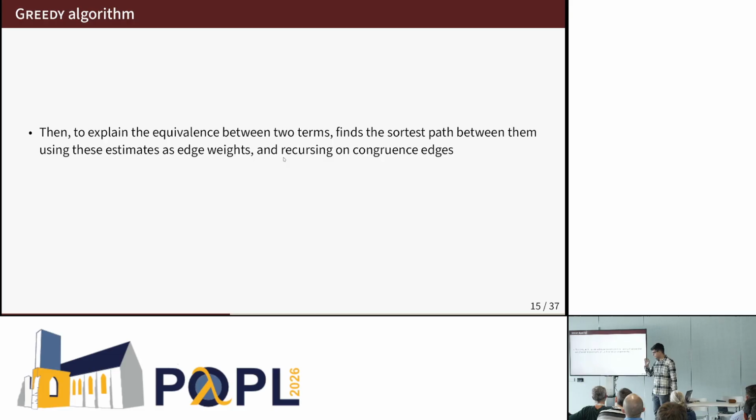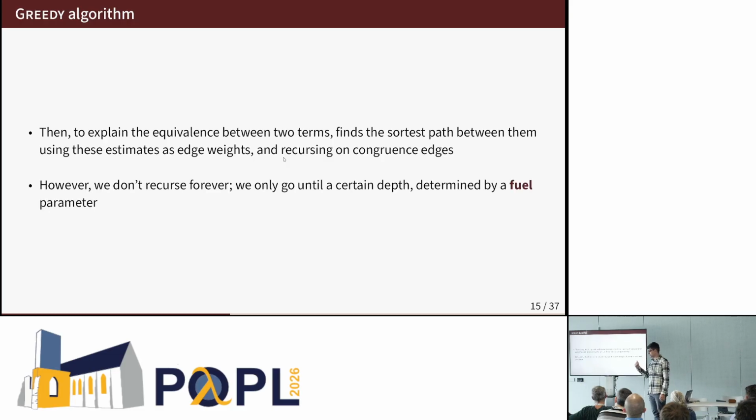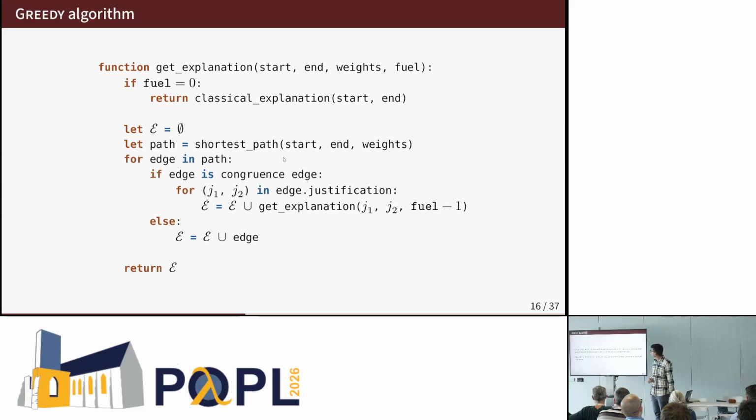However, there's a little added caveat here: we don't do this recursion forever. We only go into a certain depth, which is determined by a fuel parameter, and we'll see how this works a little bit in the pseudocode. So the first thing is, when the fuel is 0, so if you have run out of fuel, we are going to use the classical explanation again. The reason for this fuel is that this explanation algorithm is slower than the traditional algorithm and has a worse complexity. To keep things efficient, we have this fuel, which basically uses the algorithm only up to a certain depth.